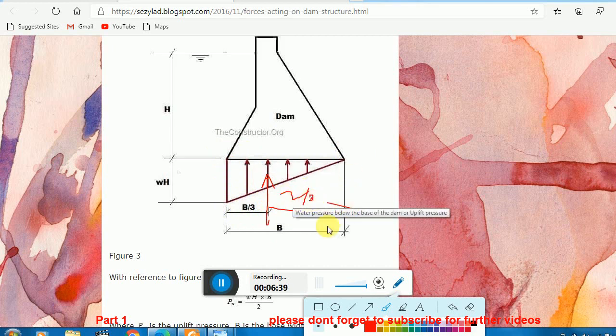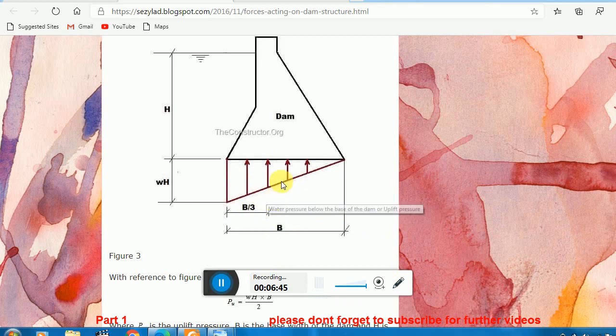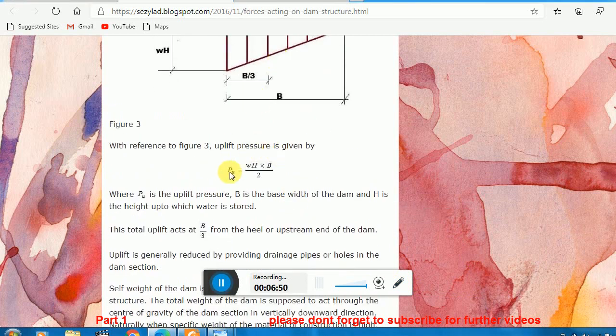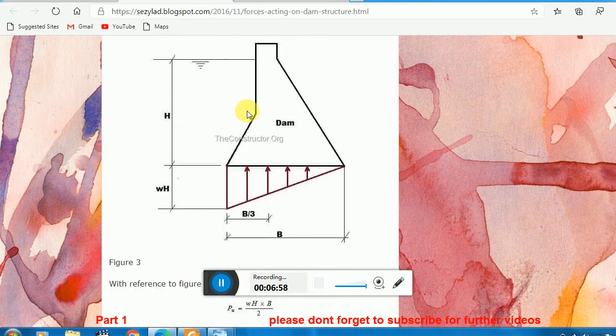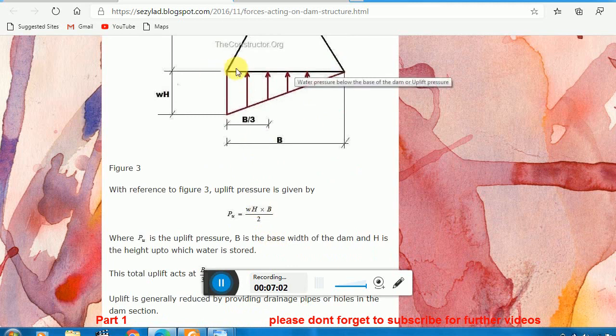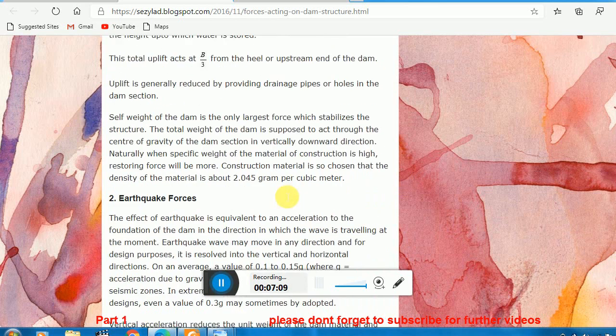So you must remember it, and its magnitude, how we can calculate the resultant force. The resultant force due to uplift pressure will be equal to Pu, that is uplift pressure, density of water times H times B divided by 2, where H is the total height of the dam and B is the width of the dam. Remember, this is uplift pressure. Clear? The next pressure is the earthquake forces.